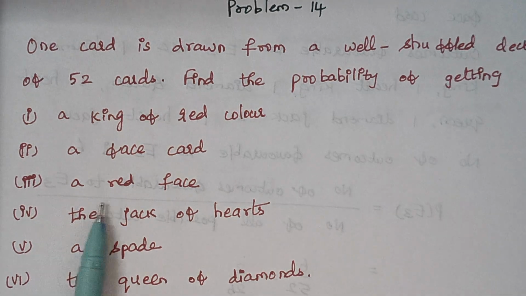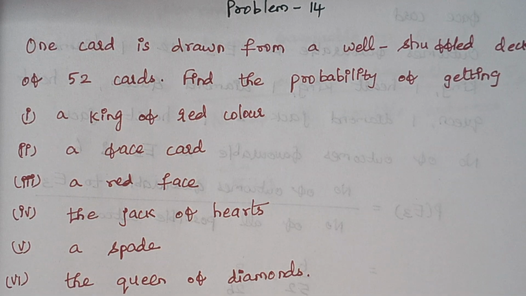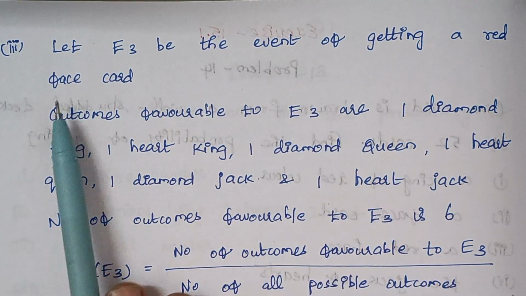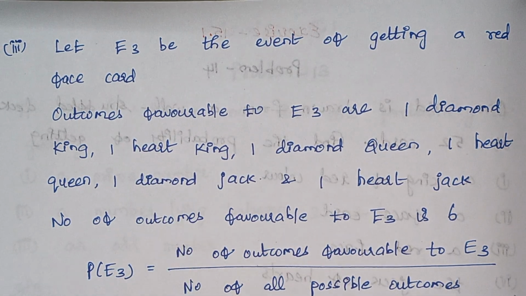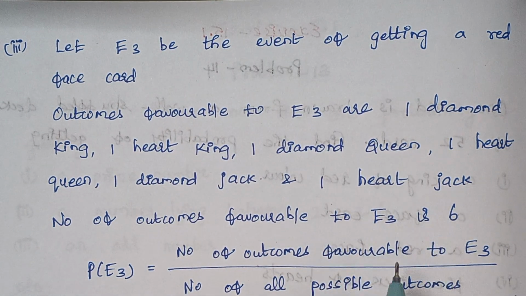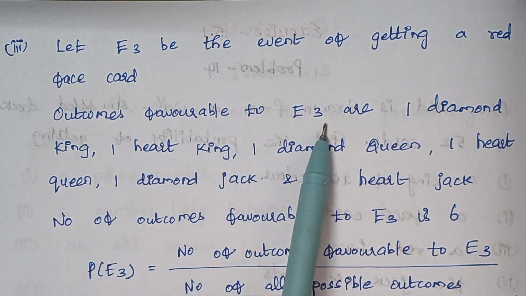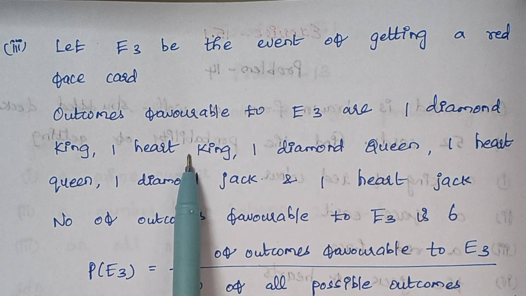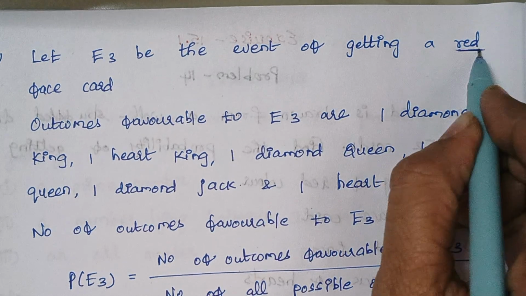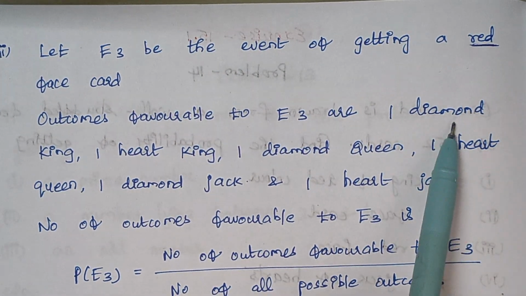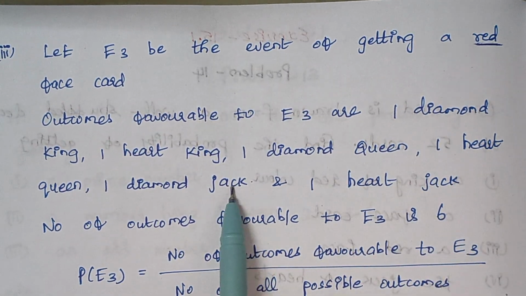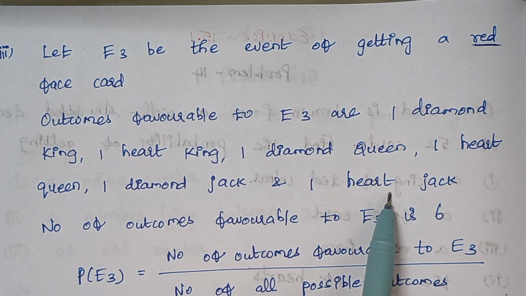Now the third question is getting a red face card. So let E3 be the event of getting a red face card. So how many red faces do we have? Outcomes favorable to E3 are 1 diamond king and 1 heart king. We should have a red face, it should be red in color. So 1 diamond king, 1 heart king, and similarly 1 diamond queen, 1 heart queen, and 1 diamond jack and 1 heart jack. So totally we have 6 red face cards.